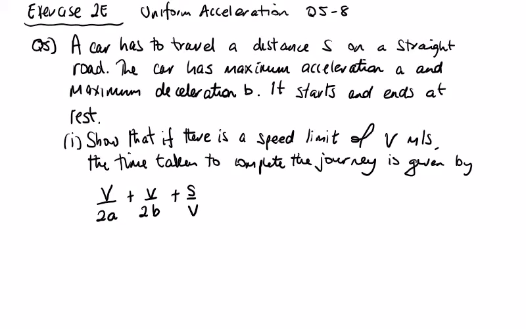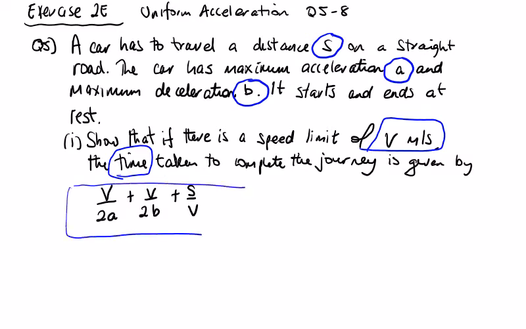Question 5. A car has to travel a distance s on a straight road. The car has maximum acceleration a and maximum deceleration b. It starts and ends at rest. Show that if there is a speed limit of v meters per second, the time taken, so we're looking for time, is this. We have a v, an a, a b, and an s.